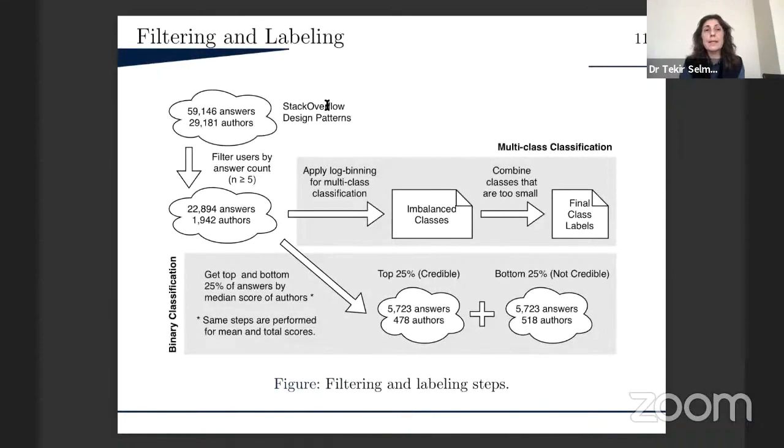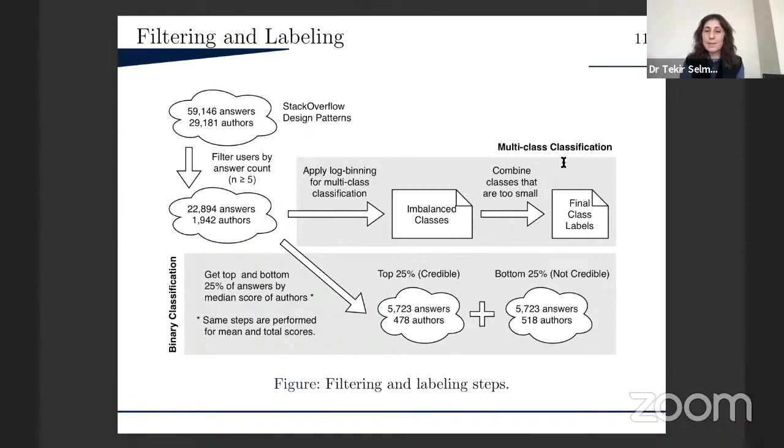I mentioned, we applied a simple filtering here. We excluded those users who had fewer than 5 answers, because in that case they can represent outliers. After this filtering, these are the remaining answers and authors. We had binary classification and multi-class classification, and label generation was also part of the process.